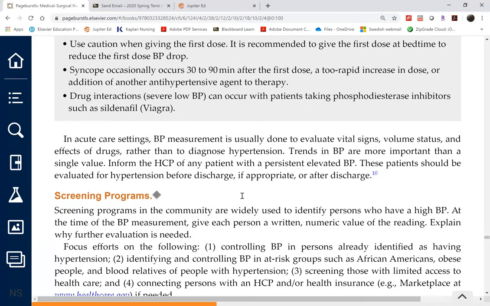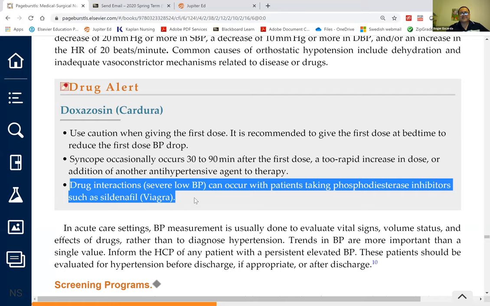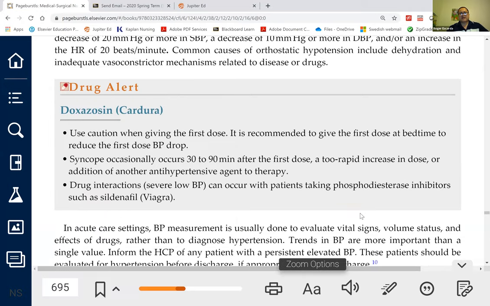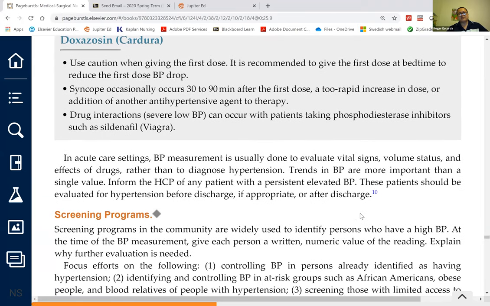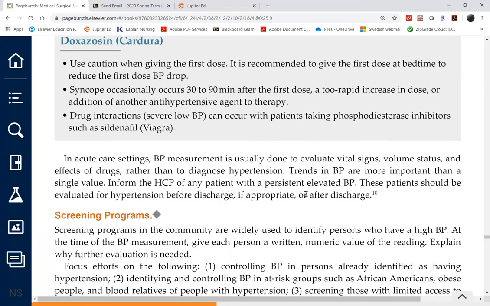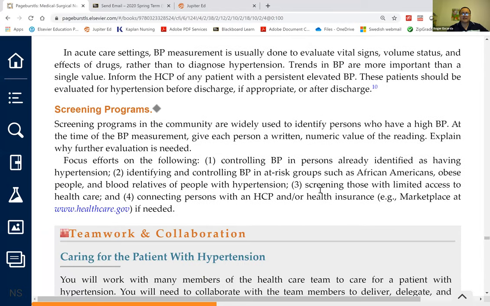Okay, sildenafil, which is Viagra, is quite common. You know this, right? I mean, there's commercials on TV that say do not take Viagra if you're taking nitrates for chest pain. It may cause an unsafe drop in blood pressure. Yes. All right. So again, drug alerts exist for a reason. They are therefore testable.